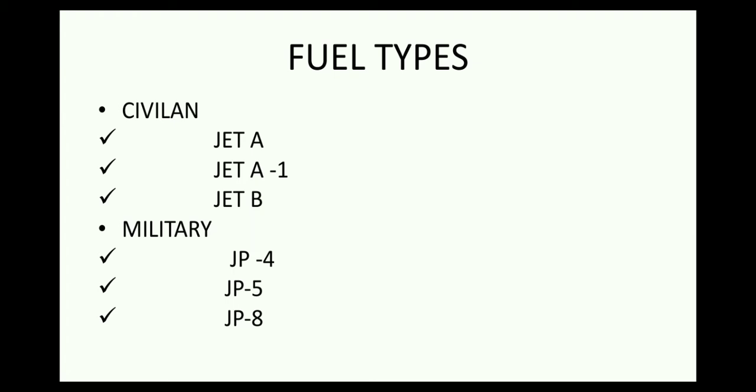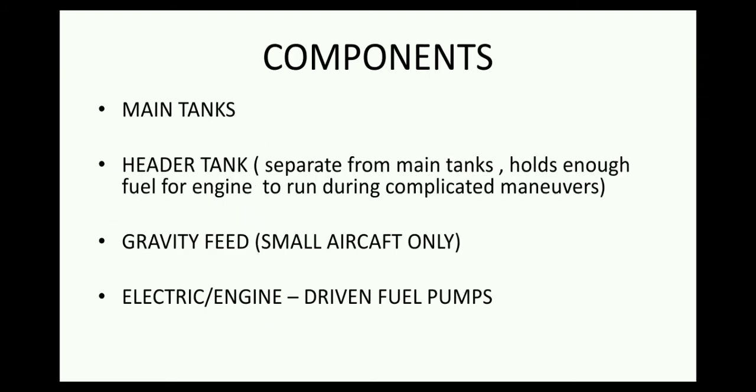Fuel types: civilian fuel, Jet A, Jet A1, Jet B, and military fuel JP4, JP5, and JP8. The components are the main tank and the header tank. The header tank is separated from the main tank, holding enough fuel for the engine to run during complicated maneuvers. If an emergency situation occurs, the fuel is fed from the header tank. A gravity feed system is used for small aircraft only, along with electric and engine driven fuel pumps.